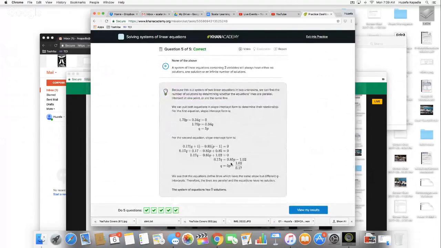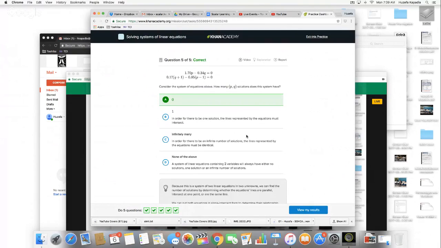And same thing. Now in this case, they actually isolated, right? They did it like the way I did the other problem instead of substitution. They could have done it either way. But yeah, 0 solutions. All right, so that's it.